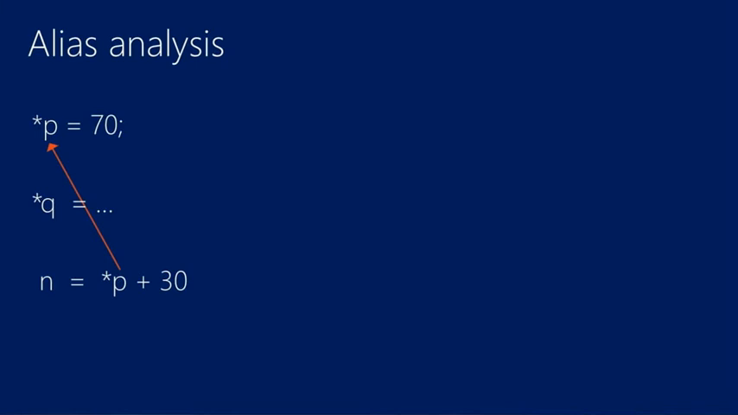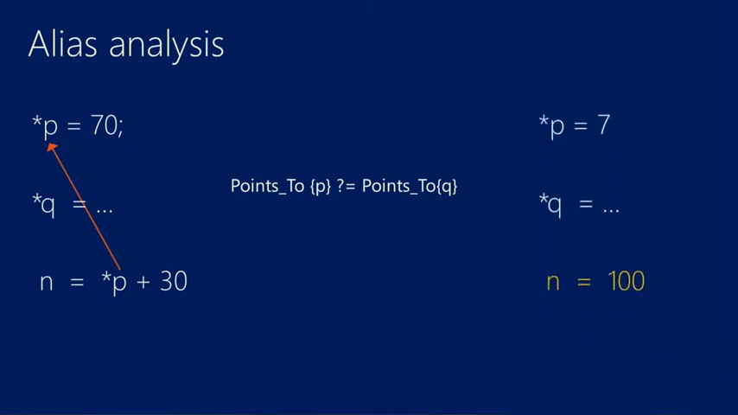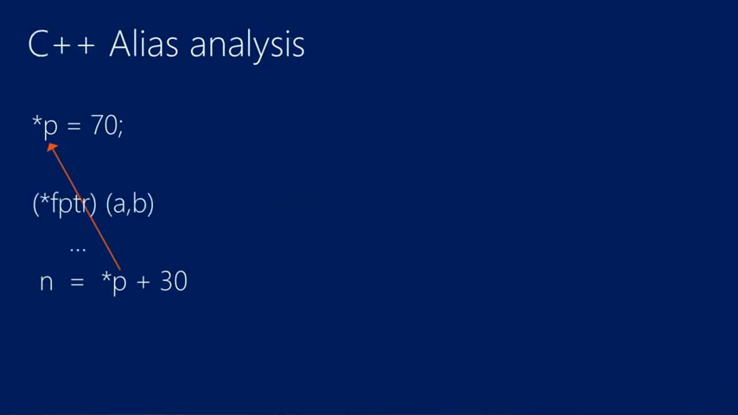At the top is a store, at the bottom is a load. So if Q and P don't alias each other or point to the same locations, then what we can do is we can actually propagate 70 and get 100. Sorry for the typo on the screen.